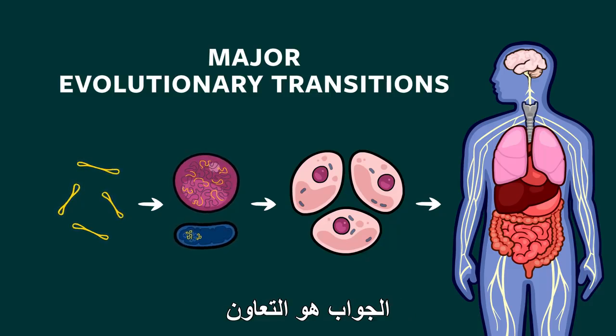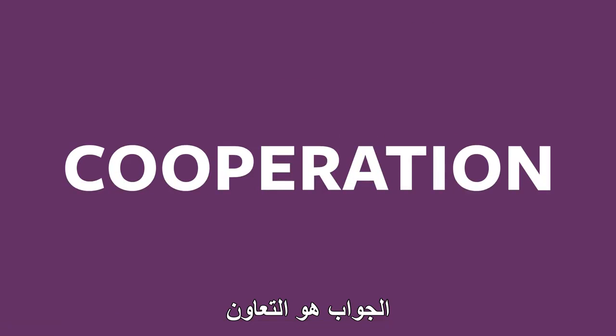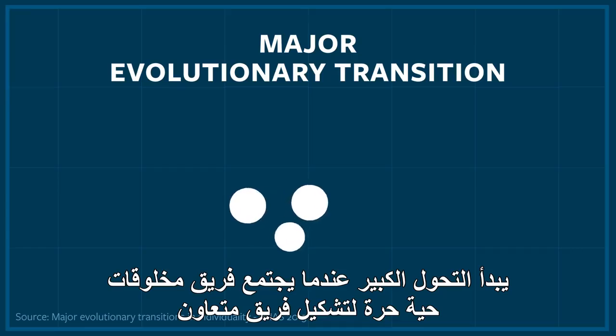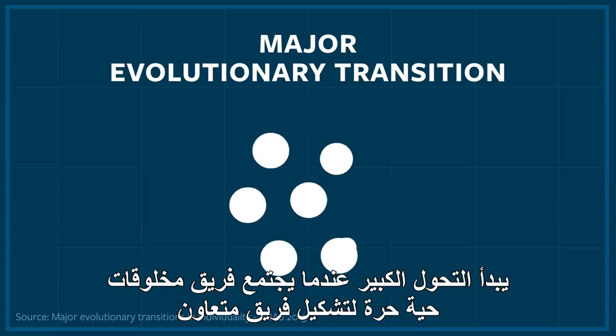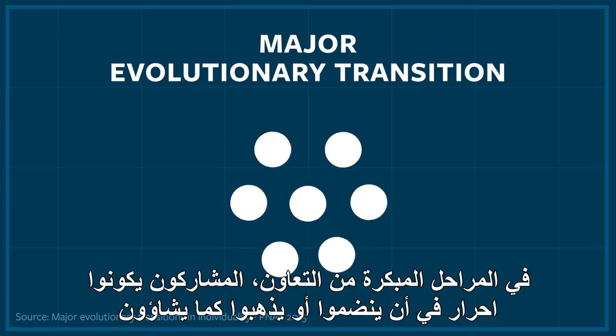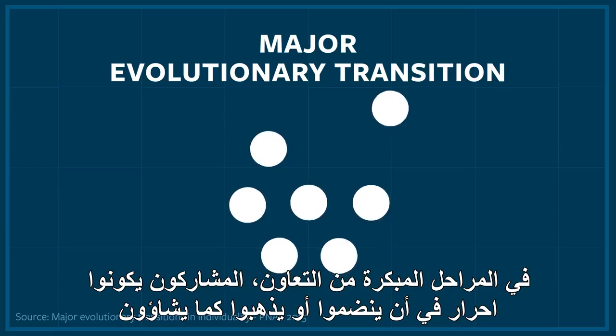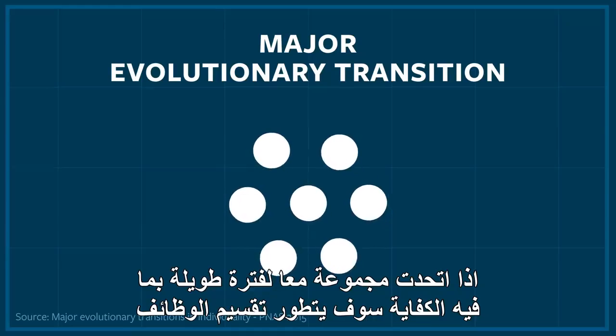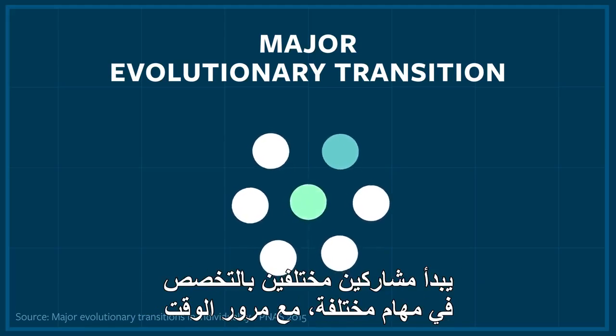The answer is cooperation. A major transition starts when free-living creatures team up to form a cooperative group. In the early stages of cooperation, participants are free to come and go as they please. If a group sticks together long enough, however, division of labor will often evolve. Different participants begin specializing in different tasks.